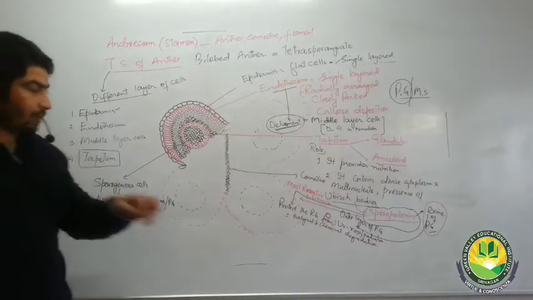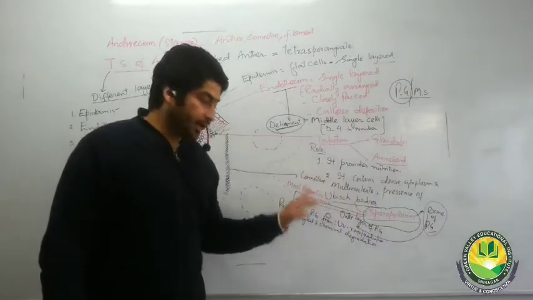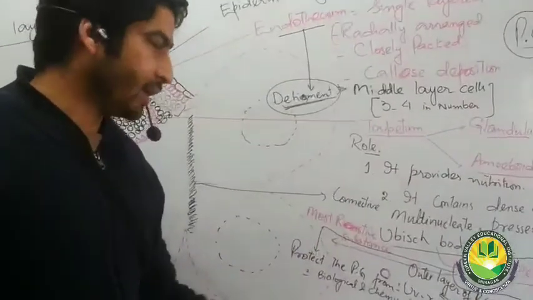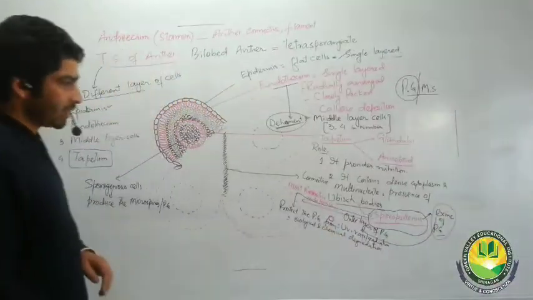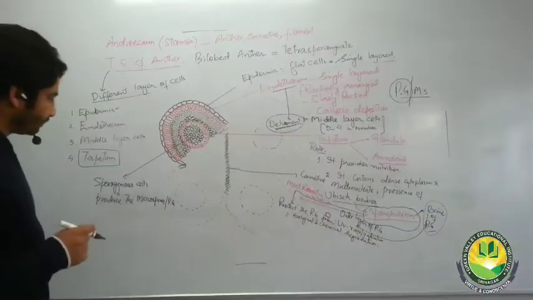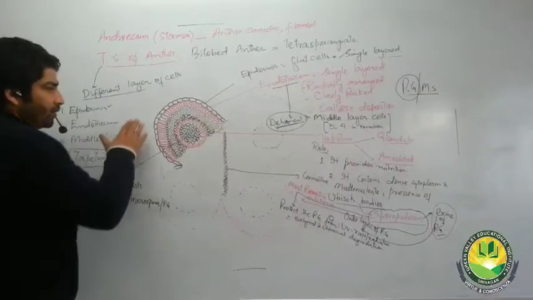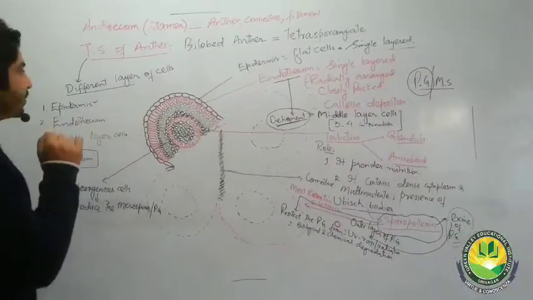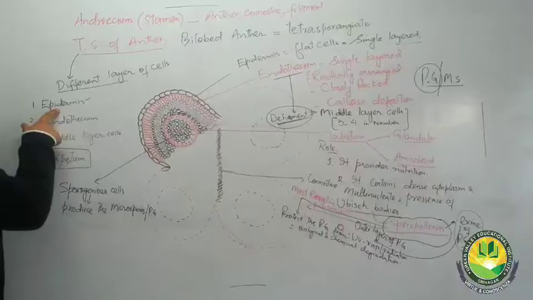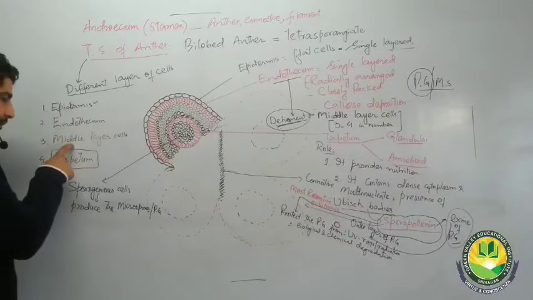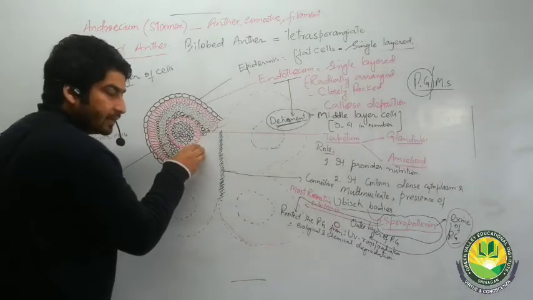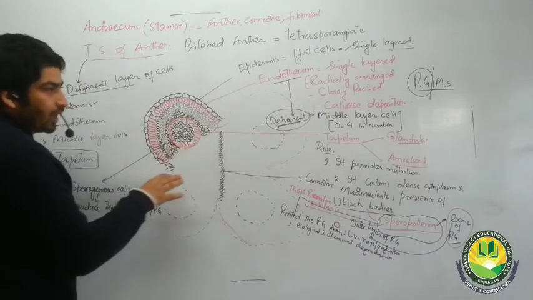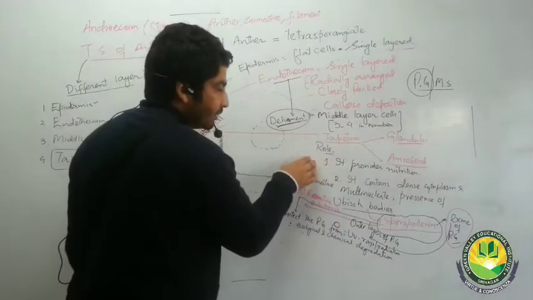So, the role of this sporopollenin is to protect the pollen grain against ultraviolet rays, radiation, and biological or chemical degradation. Now, how many layers of cells does the anther have? There are four layers: epidermis, endothecium, middle layer and the tapetum. The tapetum is present inside the anther and provides different roles.